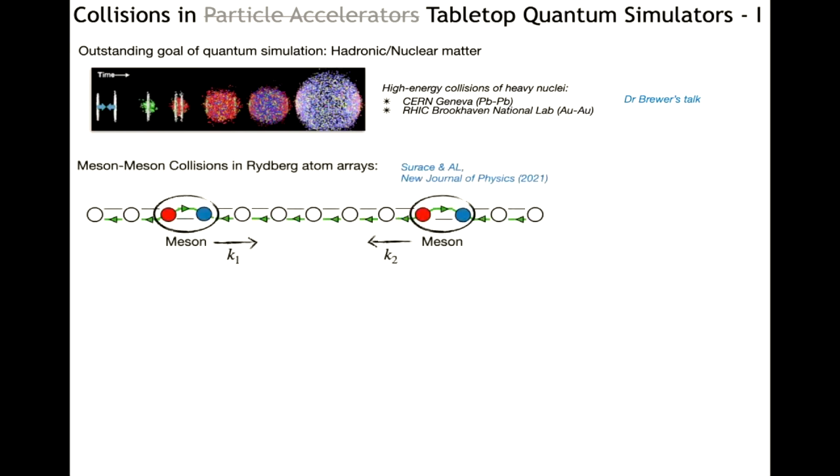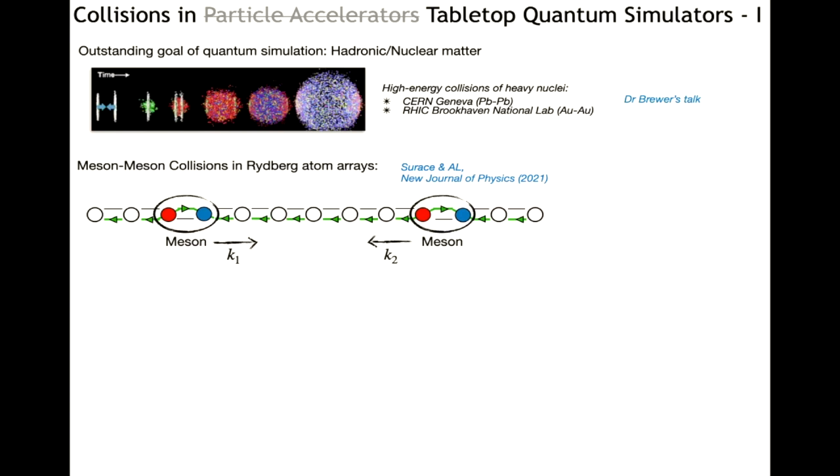What we were curious about is to study meson collisions. Mesons are confined bound states of electrons and positrons. I told you that in this one-dimensional version of quantum electrodynamics, electrons and positrons are confined, pretty much like quarks in theories of strong interactions. So you can imagine preparing two wave packets of these mesons, two bound states prepared with given momenta.